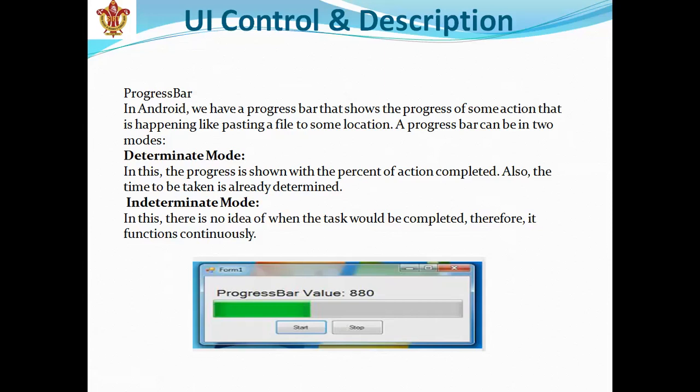Determinate means you can see the action in the form of percent, meaning 10% completed, 20% completed, 100% completed. And in the indeterminate mode, you can't see when your task would be completed; there is no percentage shown in the progress. When you copy your folder or your Excel sheet from one folder to another, you can't see the progress of copying, the speed of copy, or how much time is left.